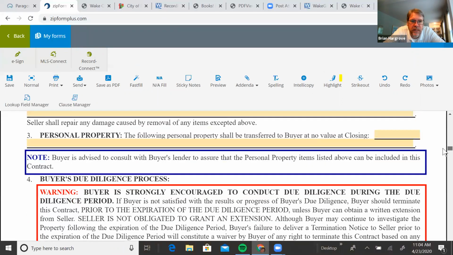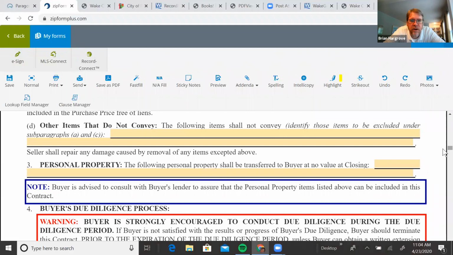Now, the next one is other items that do not convey, right? So again, you represent the buyer. And the seller in the listing in the MLS said, the chandelier in the dining room does not convey, right? But you don't care that it says that. You work for the buyer. The buyer wants the chandelier. What are you going to do, right? Buyer says, don't put that in there. I want it. Let's see what they say.